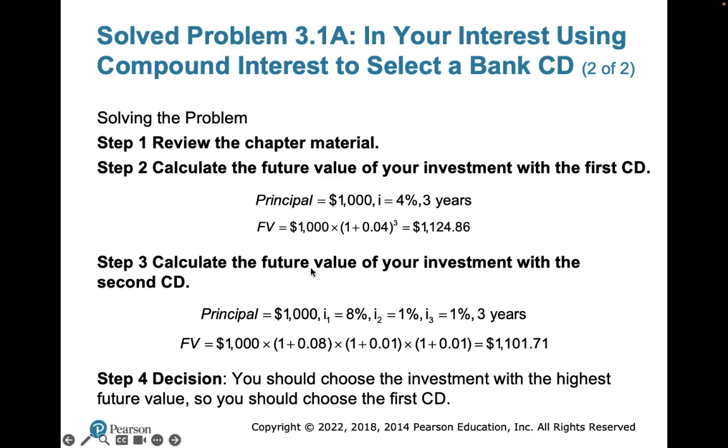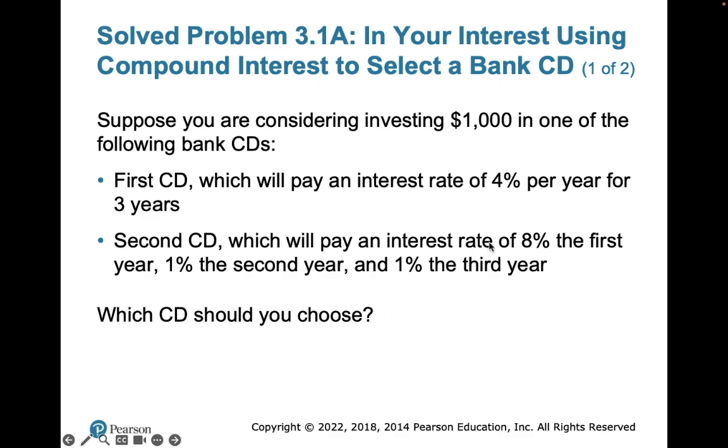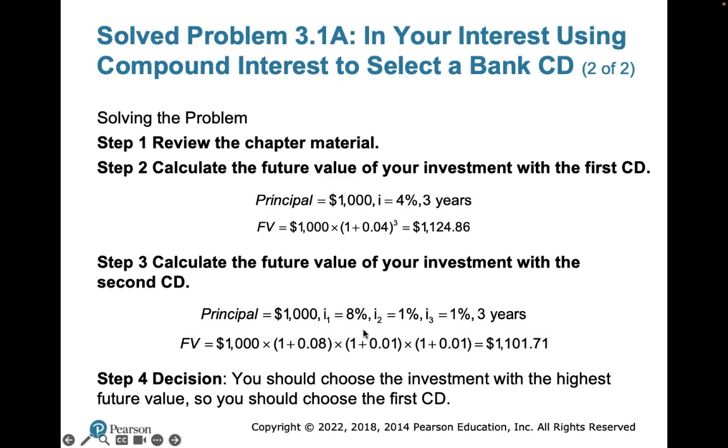Then if you are going to calculate the future value of your investment with the second CD, the second one was that there is 8% the first year, 1% the second year, and 1% the third year. So how is this going to be done? We have 1000. This is the first year, this is the second year, and this is the third year. If you multiply all of this together, you're going to get this. So how do you make your choice? For you to decide, you choose the investment with the highest future value.